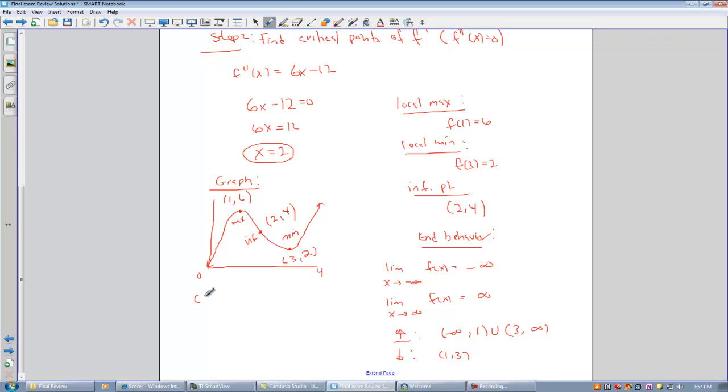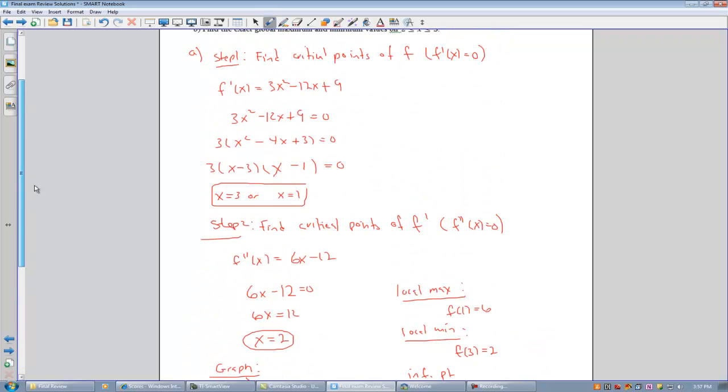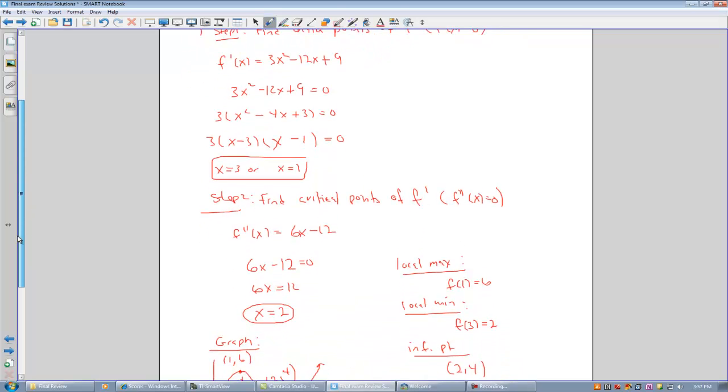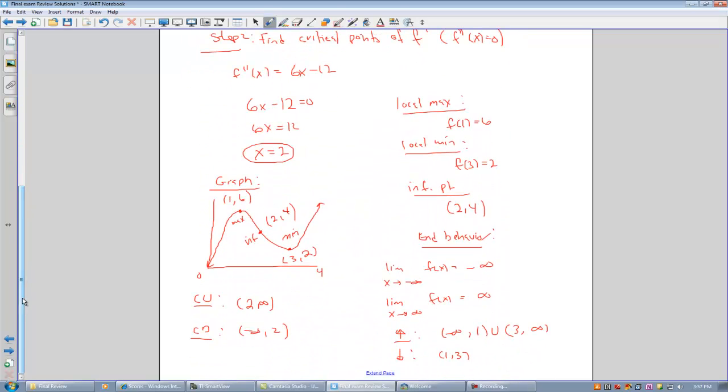Okay. Where am I concave up? Well, I'm concave down. I'm frowning all the way till I get to the inflection point. And from this inflection point, I'm always concave up. So I'm concave up from 2 to infinity, which then also means I'm concave down from minus infinity to 2. And that's obvious from the picture. And then I think I answered everything in part A. Yep, I gave the intervals increasing, decreasing, concave up, concave down.